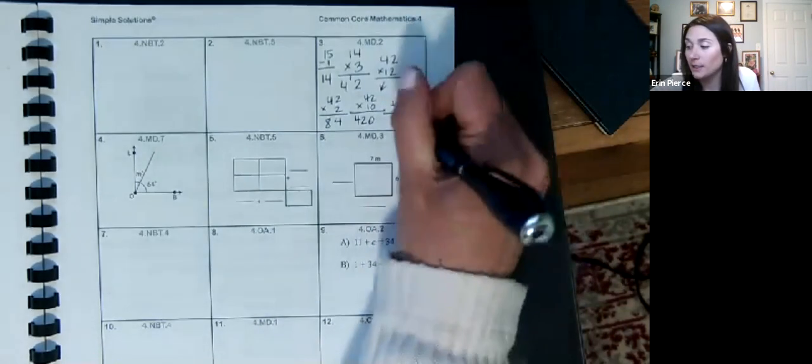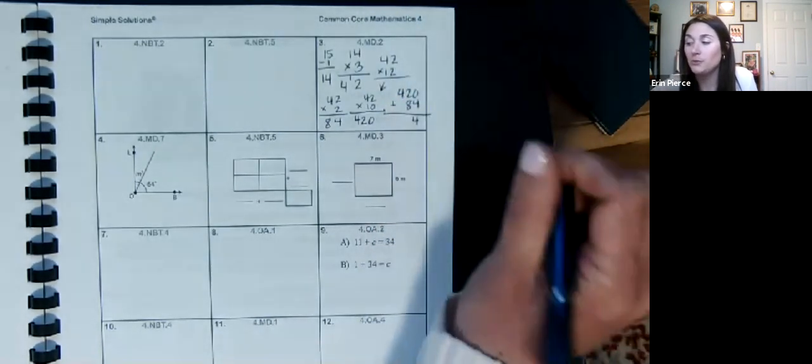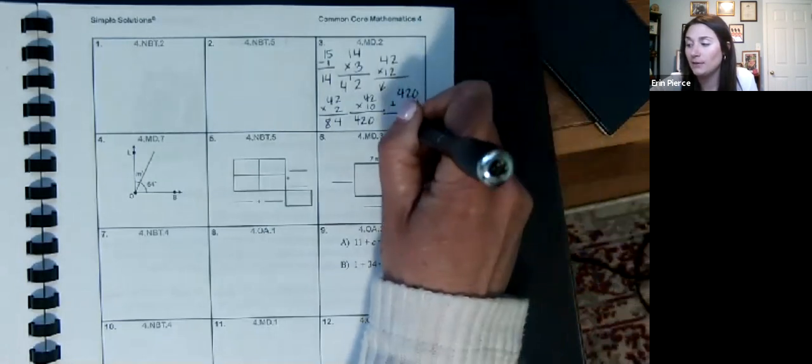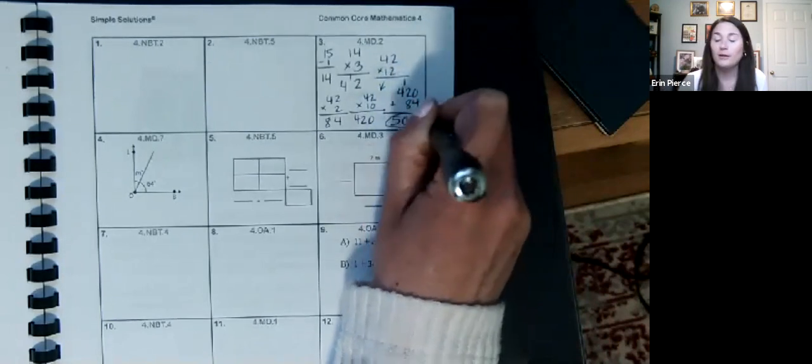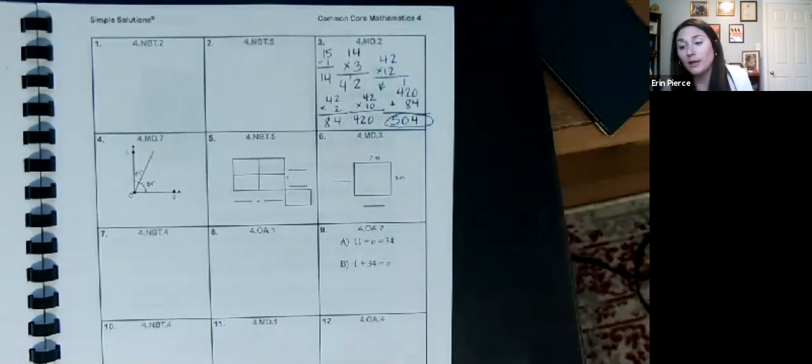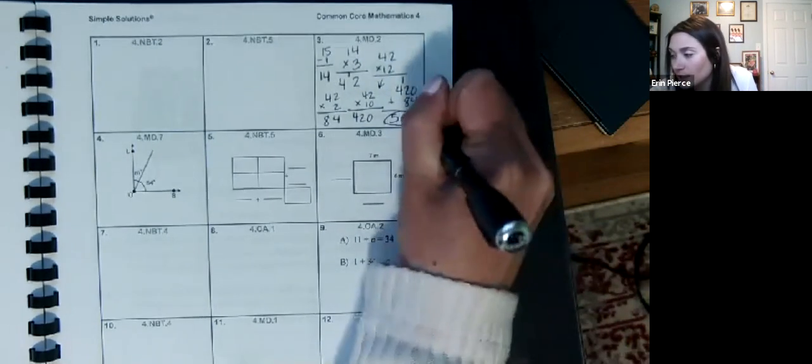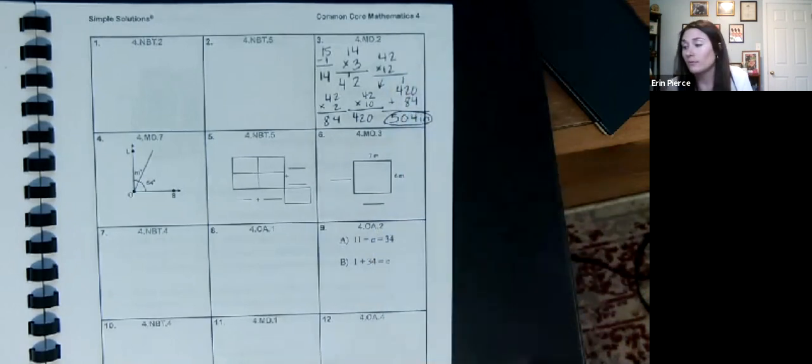0 plus 4 is 4. 2 plus 8 is 10. Regroup the 1. 1 plus 4 is 5. Our answer took a while, but our answer of how many inches difference between as a baby and as an adult, we get 504 inches difference. It's a lot of work for one problem.